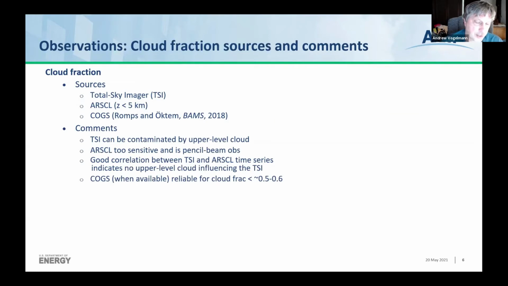RSCL allows you to select for the lower part of the atmosphere. In this case, we use less than 5 kilometers, but we find that it tends to be pretty sensitive. And because it's a pencil beam observation, you need more time to sample. A trick that I've found that's very useful is that if you look at the time series of the cloud fraction from the TSI and the cloud fraction from RSCL, if you get good correlation, this is an indication that you have no upper level cloud influencing the TSI, and then I use the TSI cloud fraction variable.